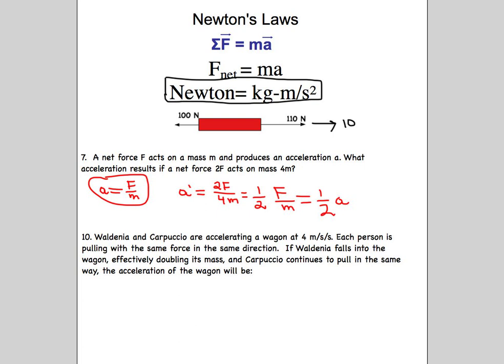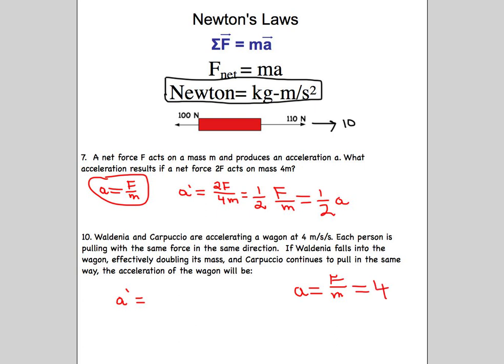So what happens by falling down, first of all, what has changed? Let's take a look at the new acceleration, also called A prime. Now, the old acceleration was F divided by M, and that was equal to 4. So let's put that down. F divided by M is equal to 4. Now, this new acceleration, A prime, if he falls down, he can't be pulling anymore or pushing, so the force now will be half of what it was.